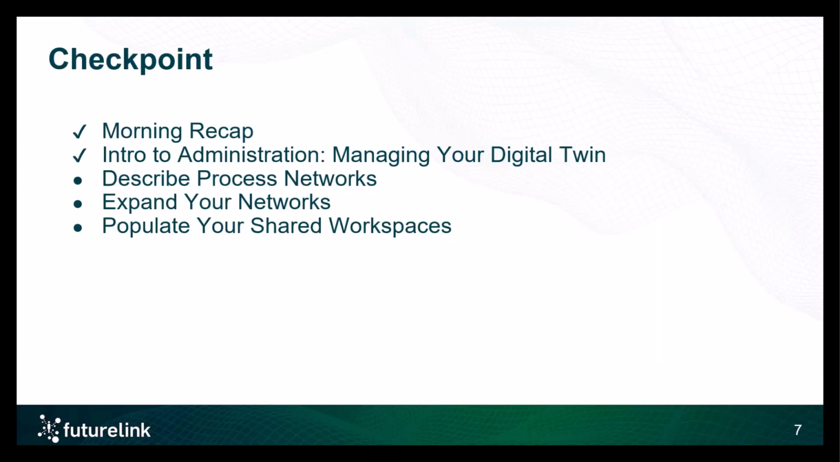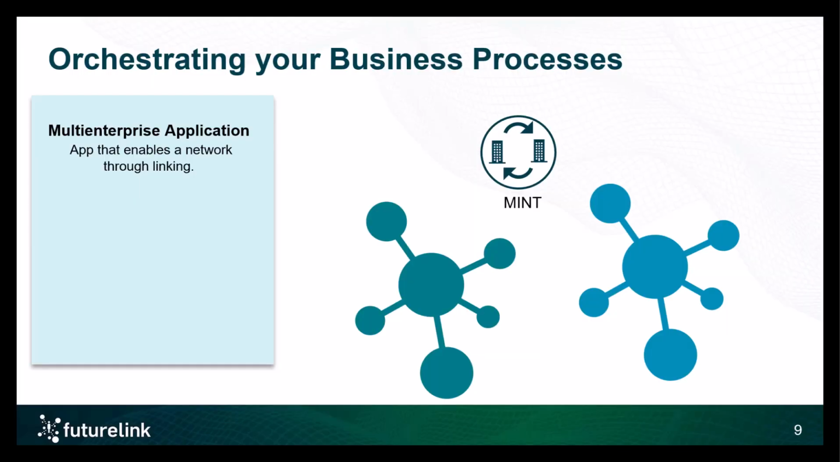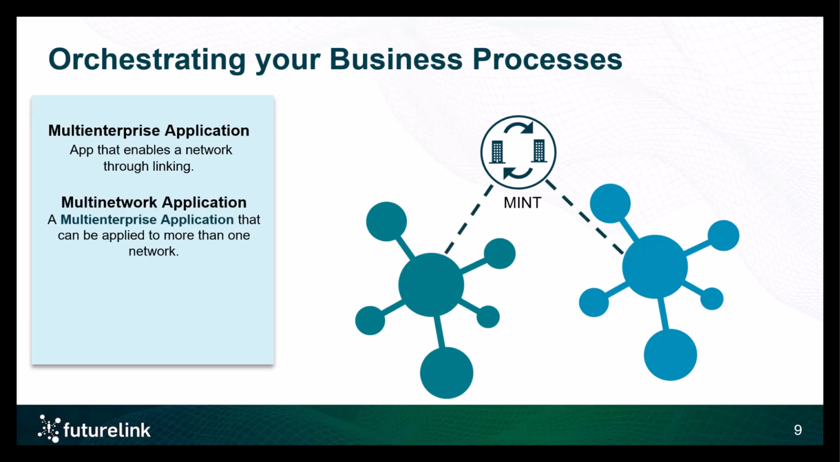Let's take a look at process networks now. As just mentioned, process networks create a shared digital workspace to orchestrate different kinds of business processes through a single platform. Let's take a closer look at what we mean by orchestrating business processes. A multi-enterprise application enables a network through linking to partners. Mint is a multi-enterprise application. It is also considered a multi-network application, which is a multi-enterprise application that can be applied to multiple process networks.